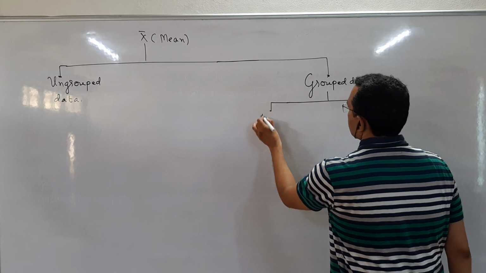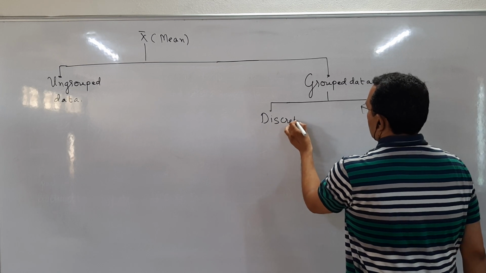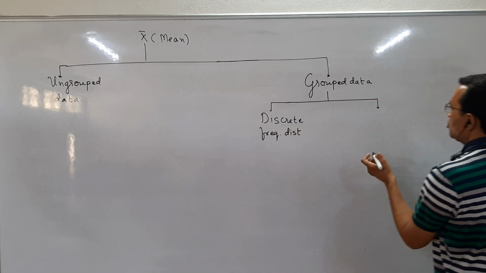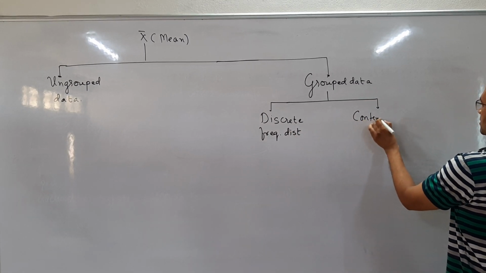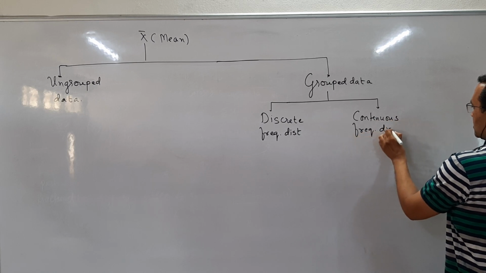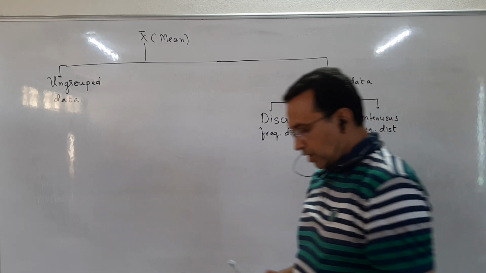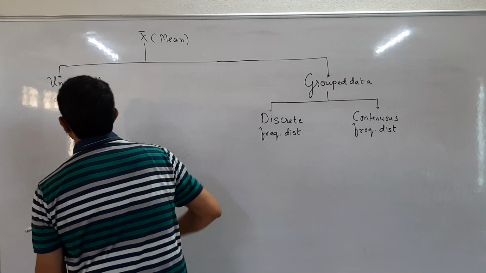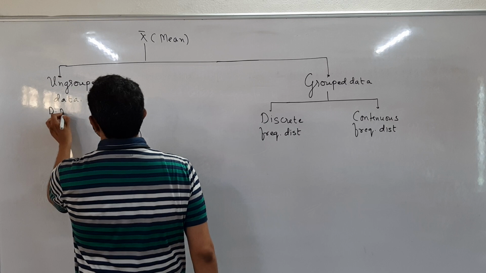Again, group data is divided into discrete frequency distribution and continuous frequency distribution, which we have already studied. The distribution of a discrete variable is called discrete frequency distribution, and the distribution of a continuous variable is called continuous frequency distribution. Now, DM stands for direct method.